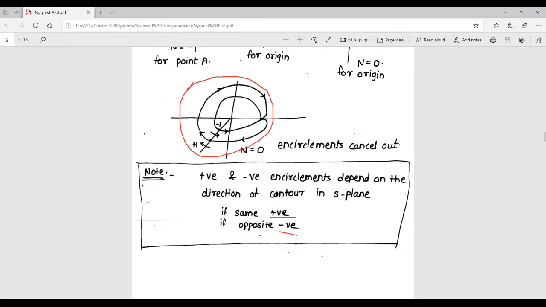So this is a very important note. If you are referring to any of the books, in some of the books you will find clockwise is considered to be positive and anti-clockwise to be negative. In some other books you will find vice versa. So please remember that it doesn't depend on anti-clockwise or clockwise. It completely depends on the direction of the contour in the original S plane, and correspondingly what we get in f of S plane, right?